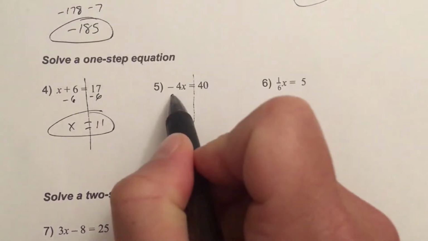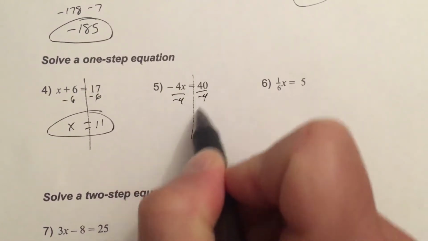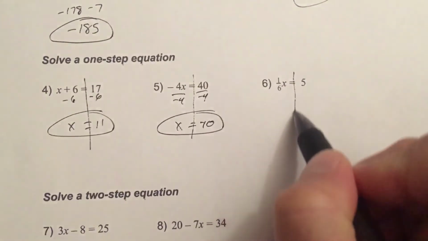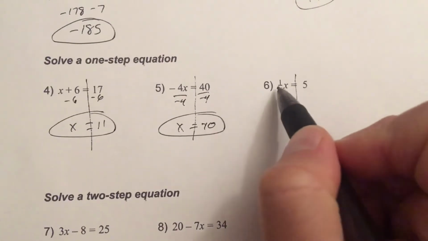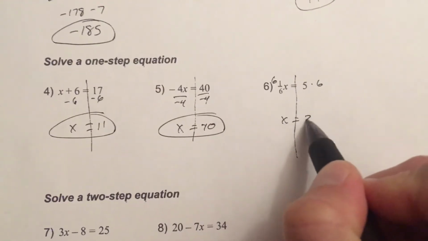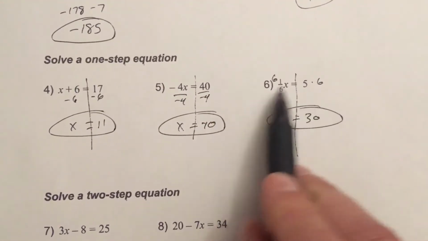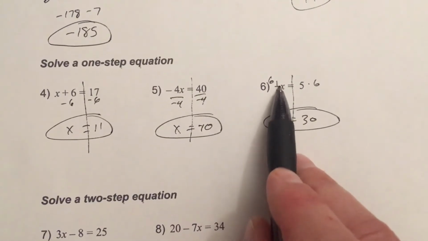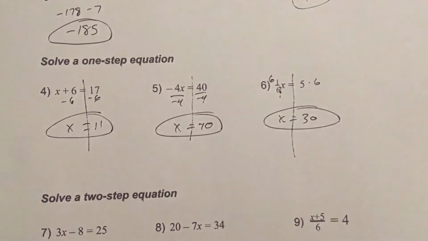For this one, we're dividing by negative 4, and I get x equal to negative 10. For this one here, it's 1/6. The best way to get rid of 1/6 is to multiply by 6. Multiply by 6, we'll get x equal to 30. That one might have tripped you up a little bit, but again, see that 1/6 as dividing by 6. That's the easiest way to get rid of it.